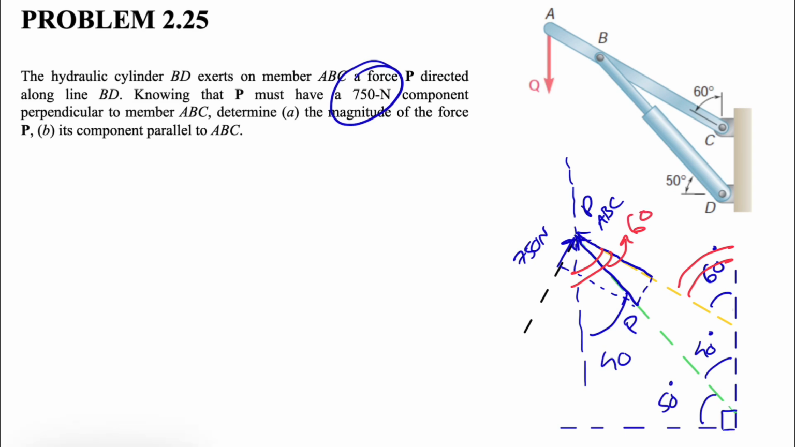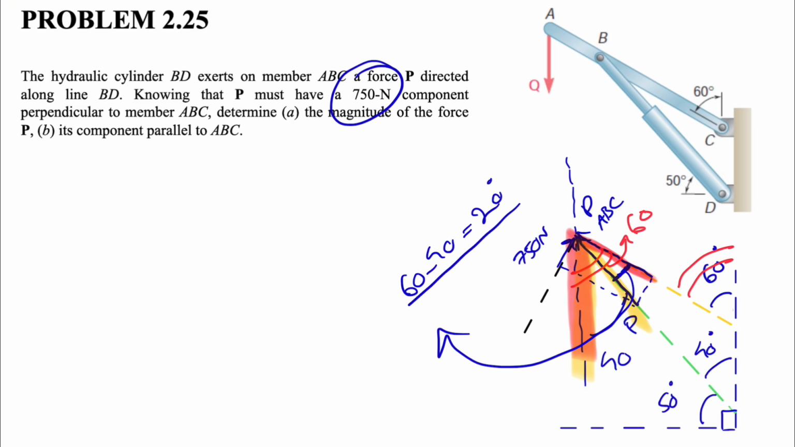All we need to do is figure out this angle over here, which now is easy enough because we have this angle 60 and we have what I'm showing in yellow, 40. So this angle here would be simply 60 minus 40 or 20 degrees. And this was the hardest part of this question. Now that we have the angle, it's easy enough to find the P and the PABC.